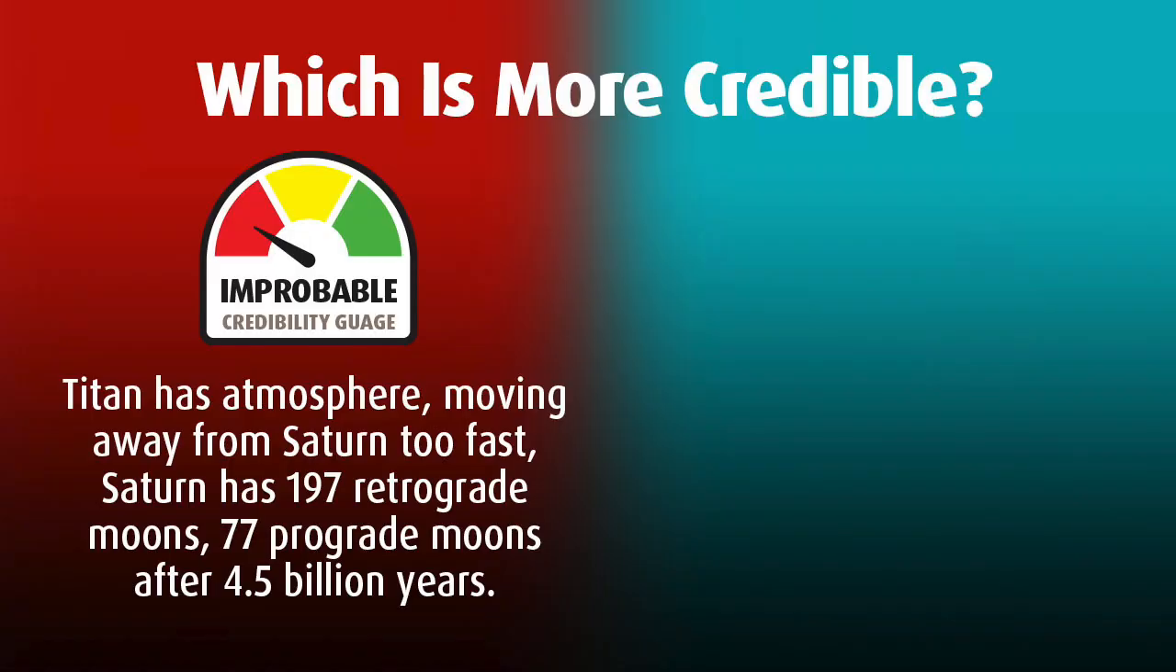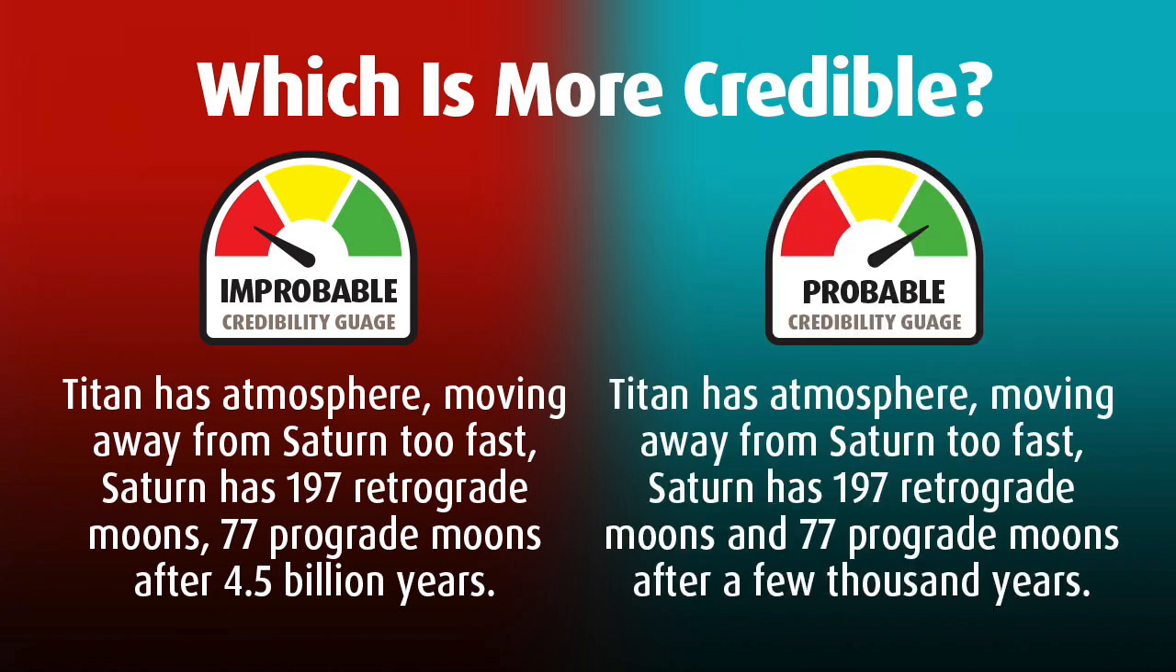So which is more credible? Saturn has 197 retrograde moons and 77 prograde moons after 4.5 billion years? Or Saturn has 197 retrograde moons and 77 prograde moons after a few thousand years.